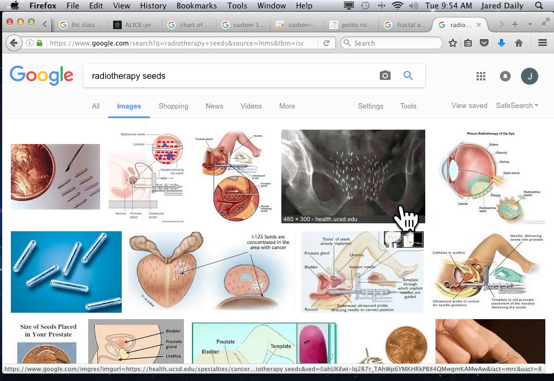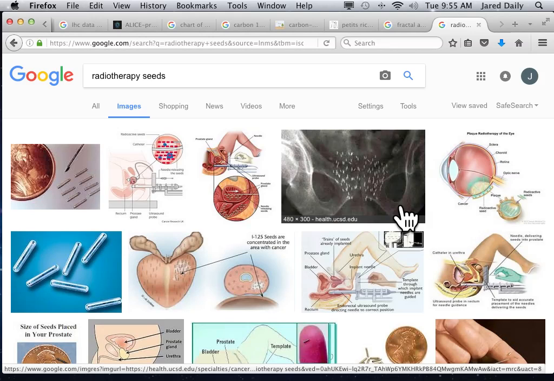If you have more cancer, they'll put more of them in there. If it's a bigger tumor, they'll spread them out more, and turn them in different directions to give more radiation in one direction than another. And then eventually they will become not radioactive anymore. Eventually, they'll lose all their activity, or most of their activity.